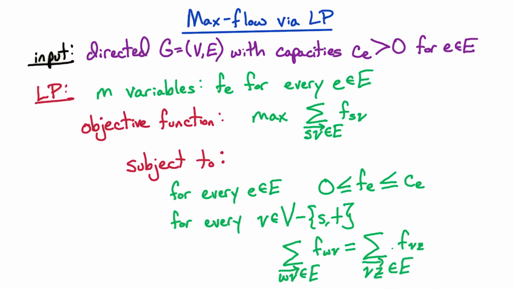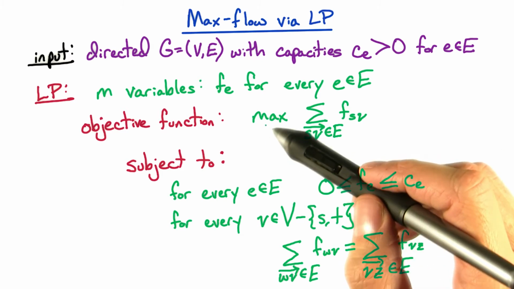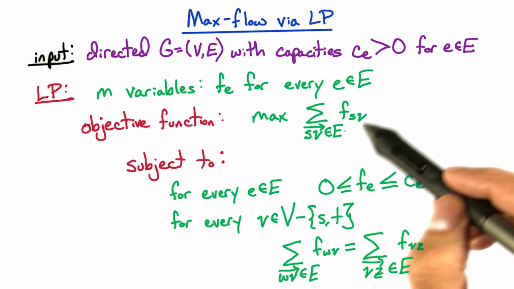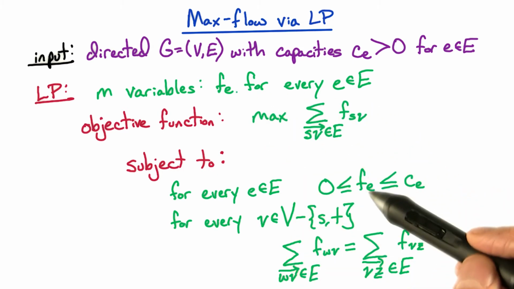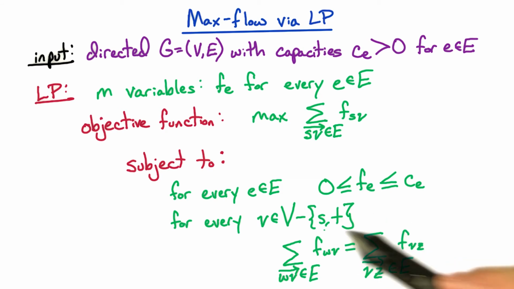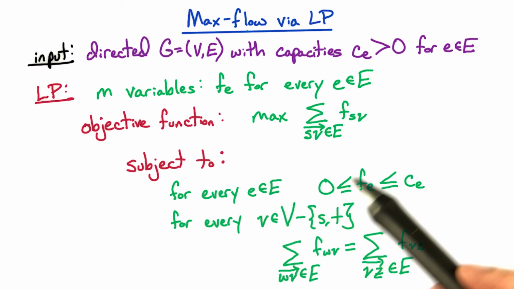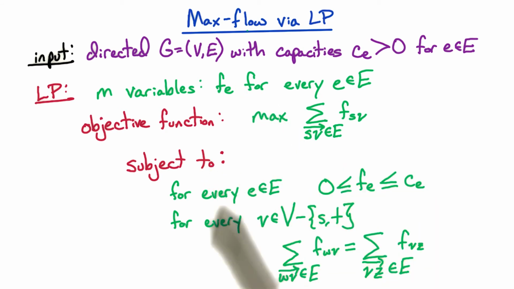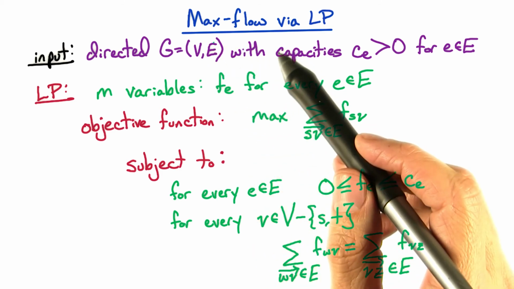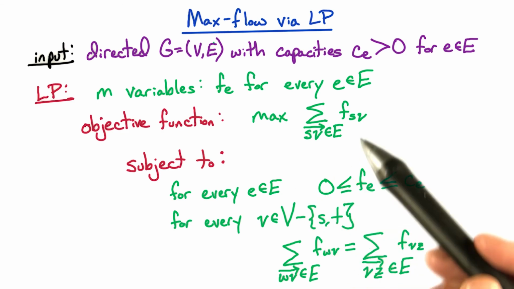Now why is this a linear program? Because the objective function is a max or a min of a linear function of the variables, and all of the constraints are linear functions of the variables. What we'll see is that this formulation of the max flow problem is quite powerful. We can easily solve several variants of the max flow problem with simple modifications to this LP.